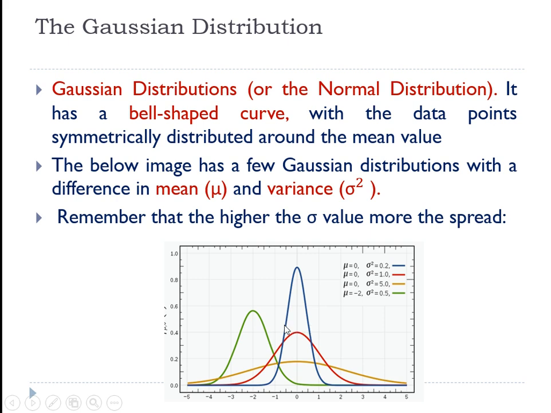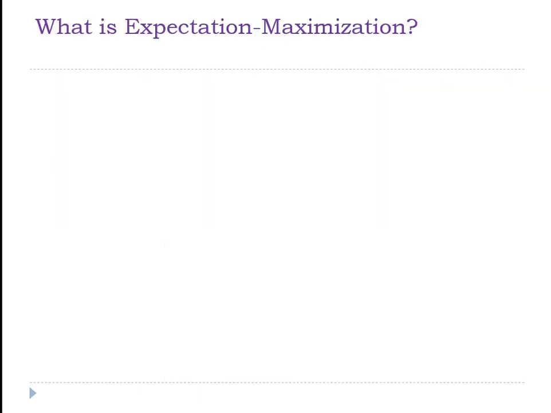As sigma increases, the width of the bell curve increases. For example, the blue Gaussian distribution has a smaller width compared to the green bell curve, where the width is more. In the blue one, the variance sigma square is 0.2, whereas in red the variance is 1.0. So as the variance increases, the width of the Gaussian distribution increases. This is about the Gaussian distribution, and the reason I mention it is that in a Gaussian mixture model, the clusters are modeled using Gaussian distributions.